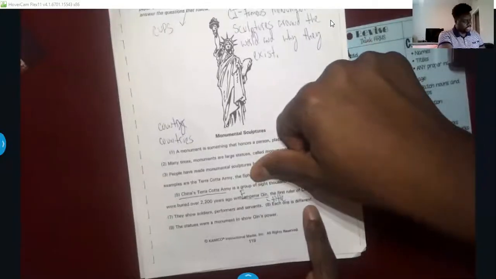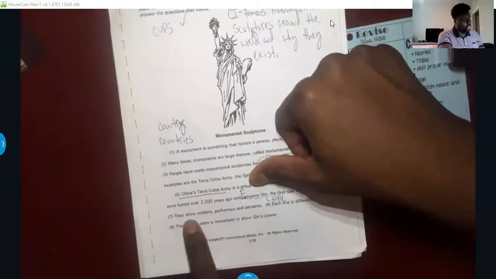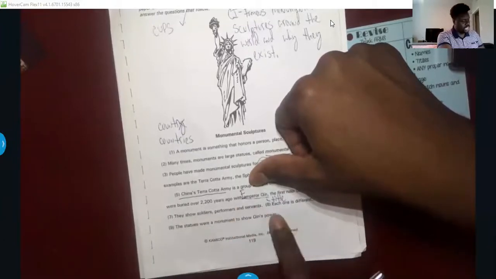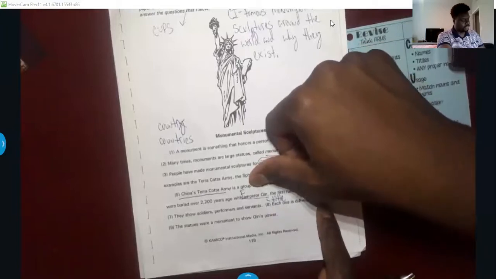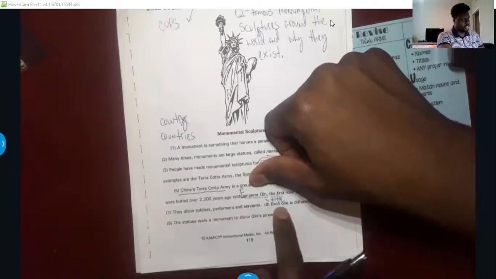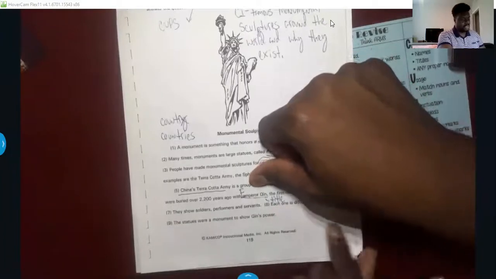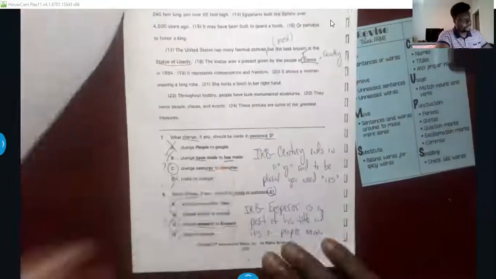Each one is different. They show soldiers, performers, and servants. Each one is different. Each soldier is different. One is referring to the soldier is different. I think that could be a maybe. We're going to come back to it.